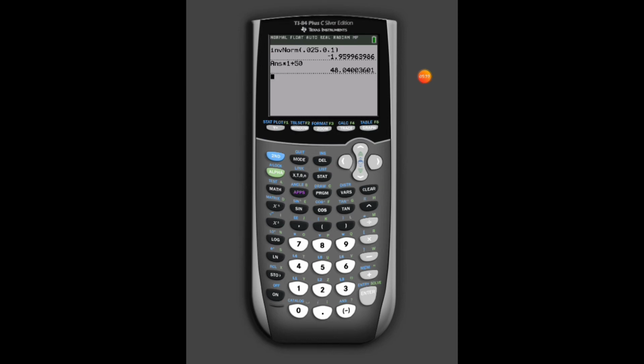And then inverse normal. So distribution, I go to inverse normal. I want to do 0.975. And the same thing, I put that in. And then I multiply that by 1 plus 50, which is B. I don't even have to store it if I do this, right? So that's 51.95996... But I'm going to round that to 3 decimal places.